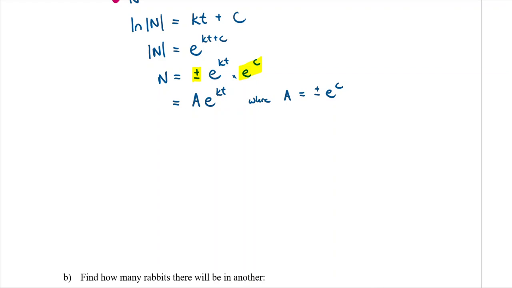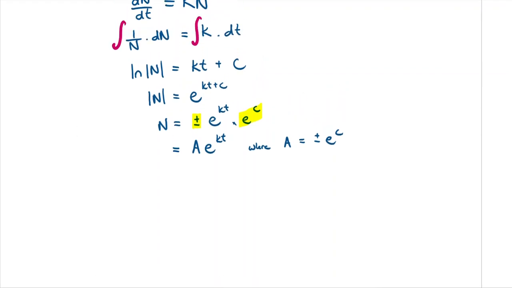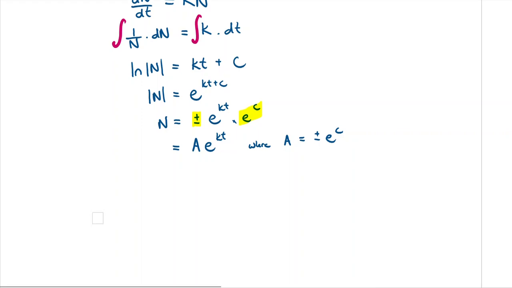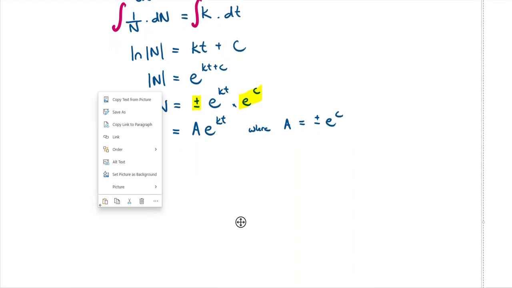Okay, we were then told some information so that we can work out the value of a. The first bit of information was that 50 years ago, there were 100 rabbits. So we're going to say that 50 years ago was our starting point, right? That's when they started. That would be time equals 0.